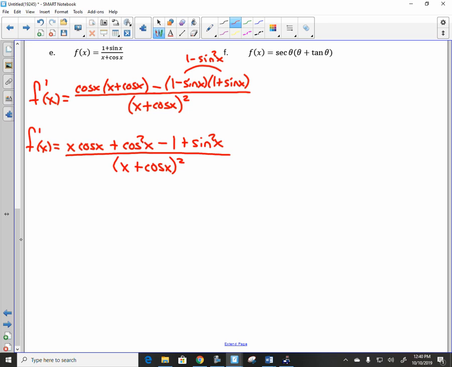At this point, you have to see it. I can't see it for you. I can only show you and hope that you see it over time. Sine squared plus cosine squared is 1. So that becomes 1, and then 1 minus 1 will give me 0. So you can see that whole business goes away. F prime of x is then equal to x cosine of x over x plus cosine of x, quantity squared in the denominator.